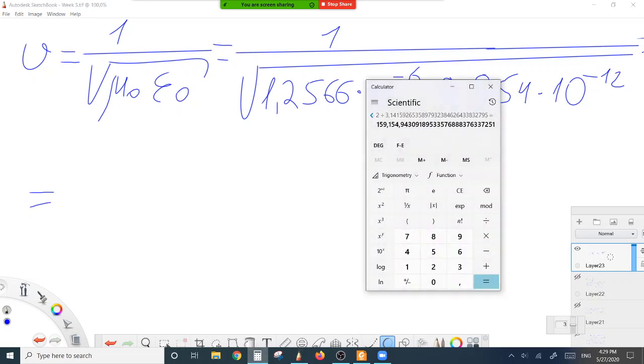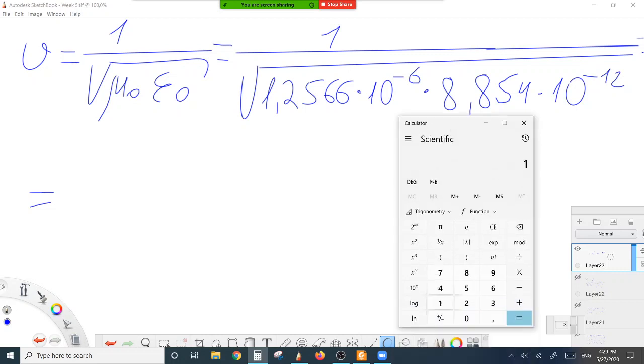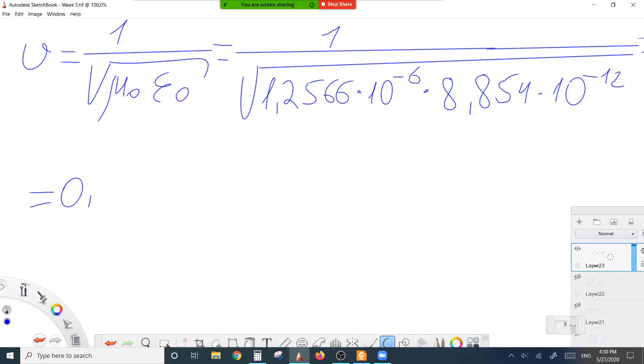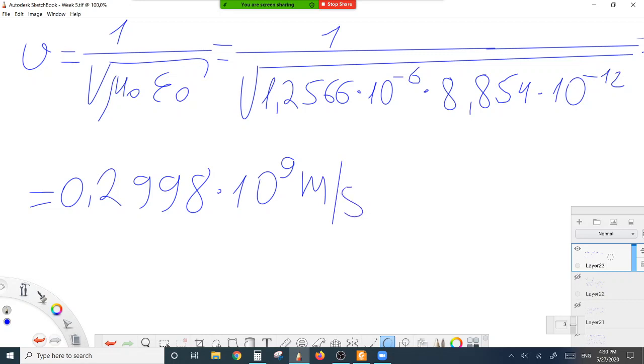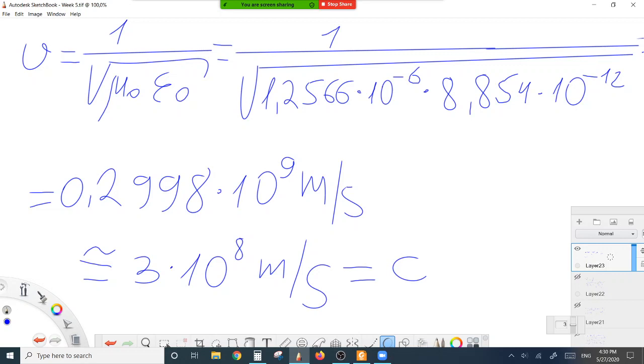Equals, okay, 1.2566 multiplied by 8.854 equals, and square root of this, and 1 over x is, so 0.2998 multiplied by 10 to the power of minus 18 minus 9 plus 9, 10 to the power of 9 meters per second, or it is approximately 3 times 10 to the 8 meters per second, and it is, well, the speed of light, and is denoted by c.